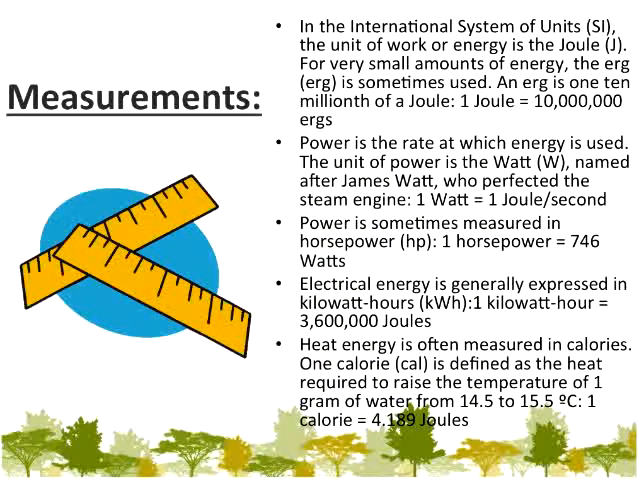The next thing we talk about is measurement, and this is kind of a little confusing. In the International System of Units, the unit of work or energy, so the amount of energy or work being done, is measured in joules. For very small amounts of energy, the erg is sometimes used. An erg is one ten-millionth of a joule. So 1 joule equals 10 million ergs.